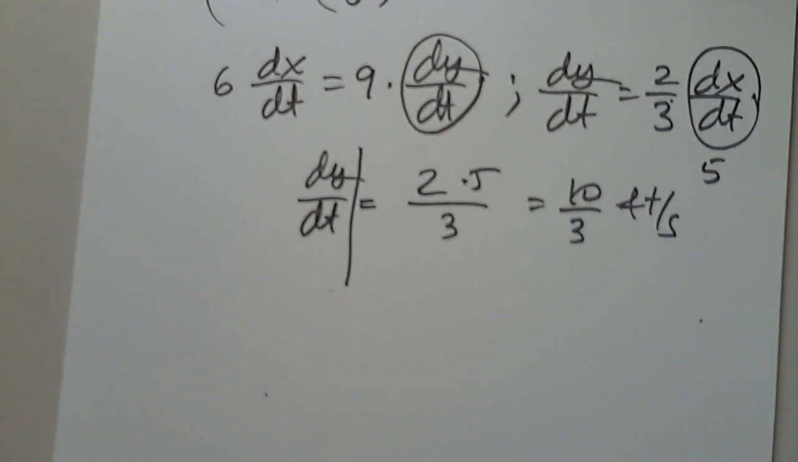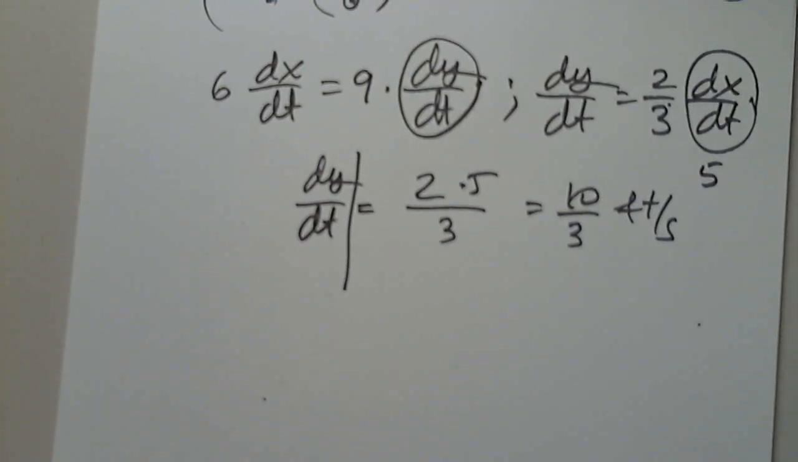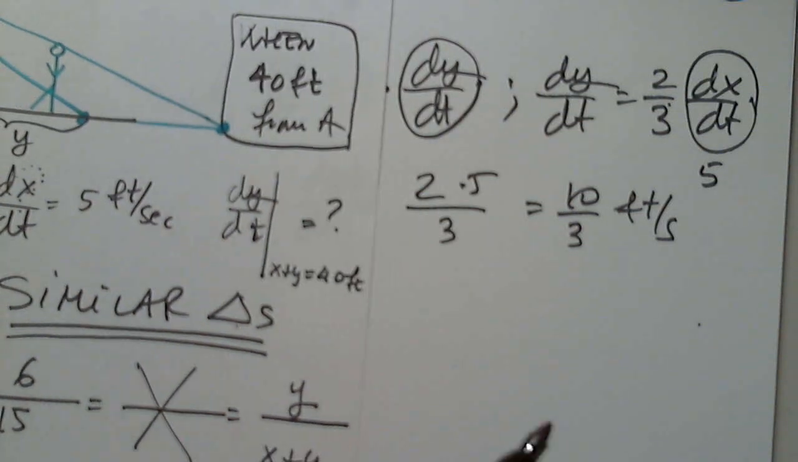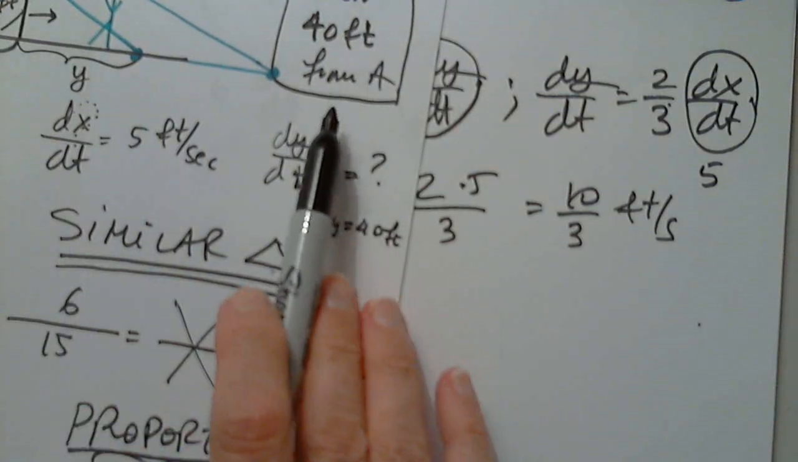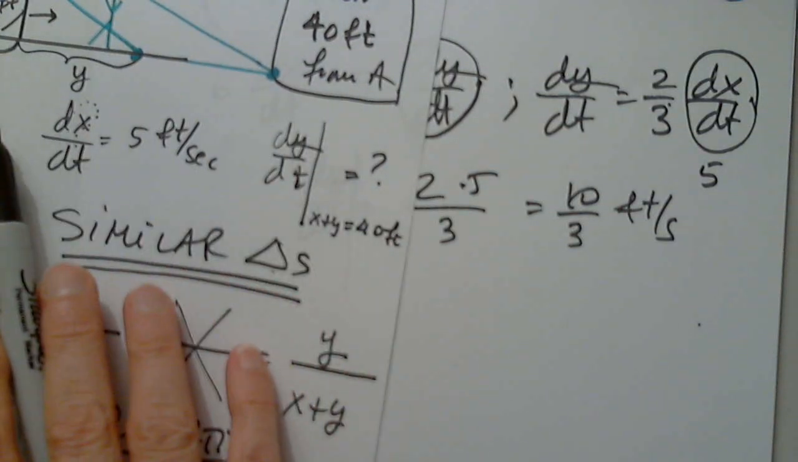So I don't understand. I mean, there is no mistake. I don't see any mistake. And I don't understand why they're giving us this 40 feet from A.